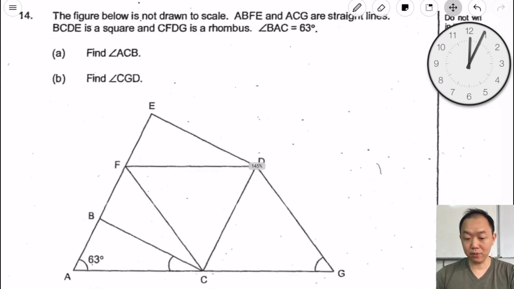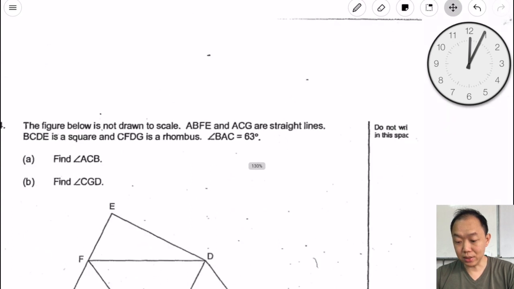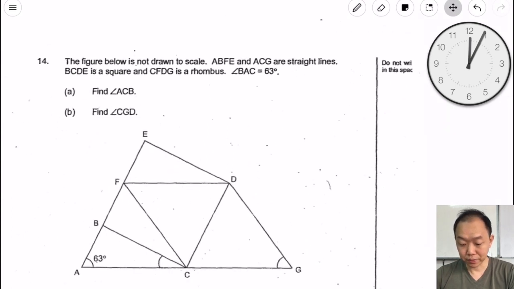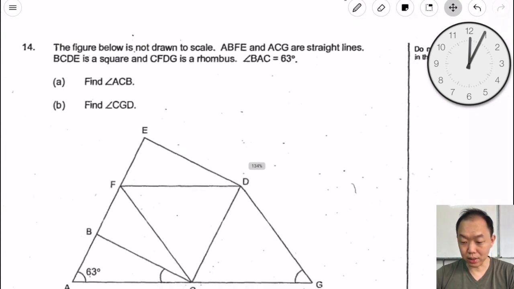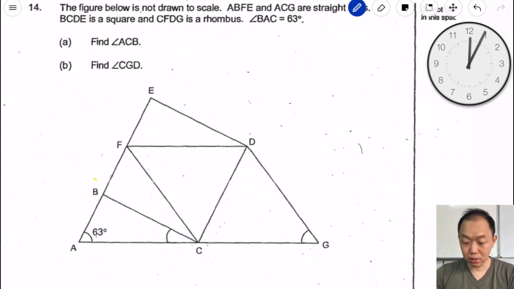Next, the figure below is not drawn to scale. A, B, F, E and A, C, G are straight lines. B, C, D, E is a square. C, F, D, G is a rhombus. I see the square and the rhombus there. Angle BAC is 63 degrees. Find angle ACB first.